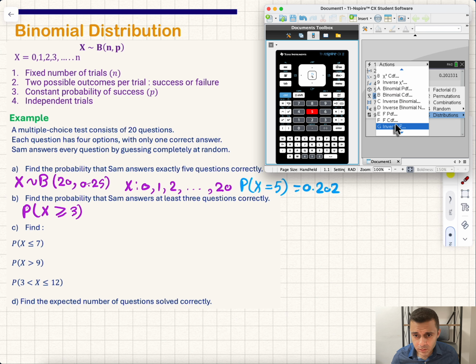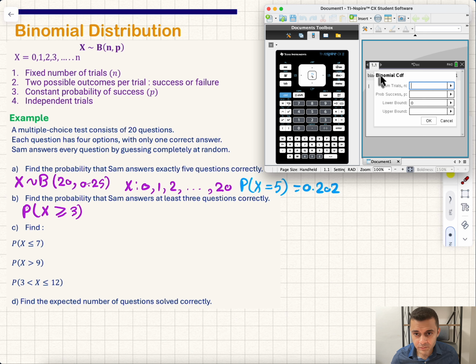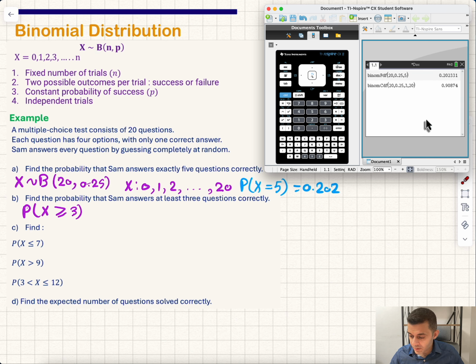So here binomial CDF. Now here number of trials 20, probability of success 0.25, and here we have, as you see, lower and upper bounds. So this is always the case when we have binomial CDF. Here, since we need to solve 3 questions as minimum, like 3 or more, the lower bound will be 3. Since we don't have an upper bound specified here, it will be the largest number in our case, which is 20. Solving at least 3, so 3 up to 20. Here we'll get, as you see, 0.909 when rounded to 3 significant figures.